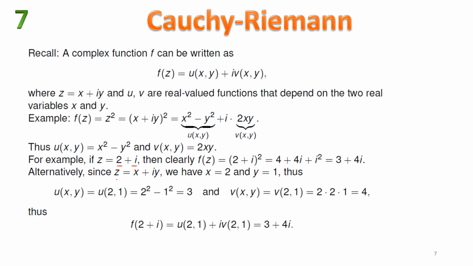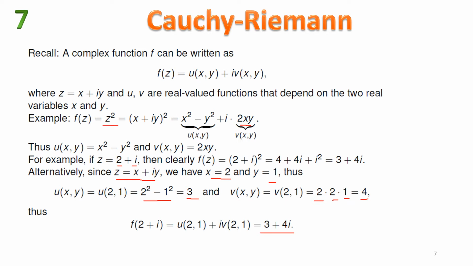Alternatively, we can write z is equal to x plus iy, where x is equal to 2 and y is equal to 1, and we can substitute. So here x squared minus y squared, x is equal to 2, y equal to 1. That gives you 3. And v is equal to twice xy. So 2 times x is 2, y is 1. So that is 4. So f of 2 plus i, which is in fact f of z, is equal to 3 plus 4i. So a complex number is mapped onto another complex number, and the function that covers it is z squared.